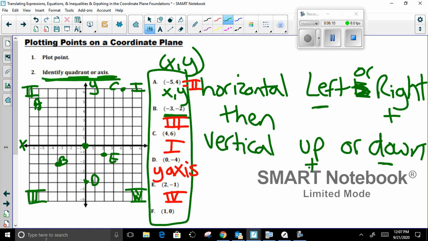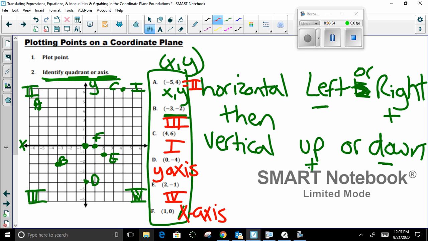And the very last one, point F, is 1, 0. So my 1 for my x means I go horizontally to the right. My 0 for my y means I do not move vertically up or down at all. I am staying there. That is point F, and that lies right on the x-axis. So it's not in a specific quadrant, it's just on the x-axis.